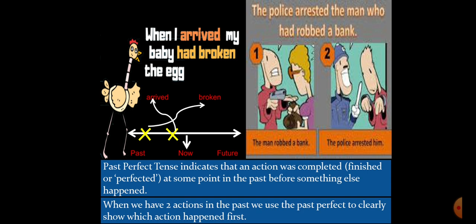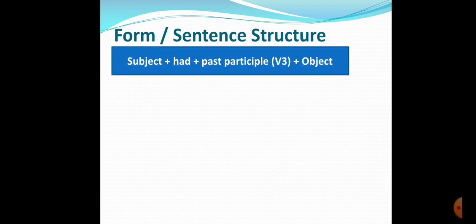So you need to remember that where the first action happened, there I have used the word had. Why? Let's understand that as well. Had broken. Can you see I have highlighted that had broken word? Why? Let's look at the next slide. Because the form, the sentence structure, says that we have to use what? Had for the past perfect tense. So your form would be subject plus had plus V3 past participle form plus object.